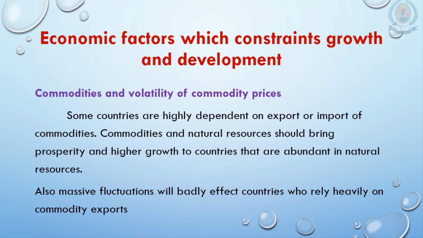Also, massive fluctuations will badly affect countries who rely heavily on commodity exports. For example, suppose Sri Lanka is depending on the export income of tea. If the global market for tea is changing from time to time, the price of tea in the global market will also fluctuate. Suppose the price of tea is coming down day by day, then the Sri Lankan economy will be badly affected because they rely heavily on the export income of tea.